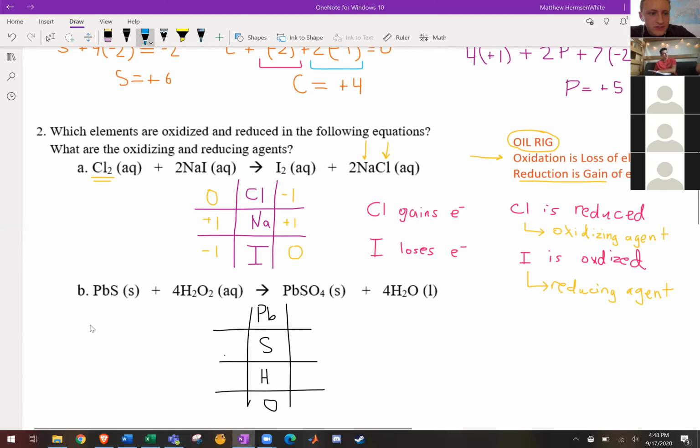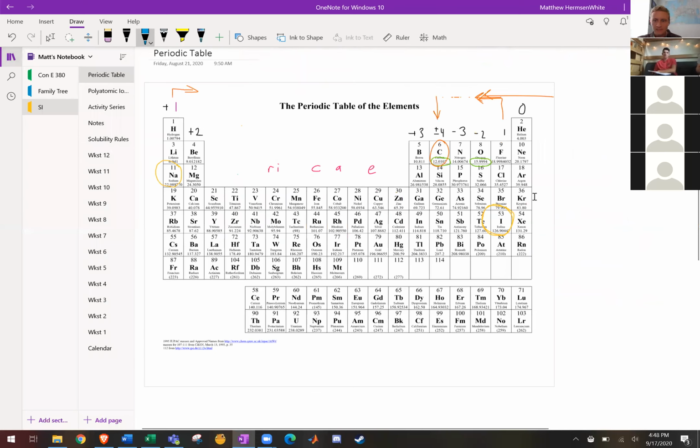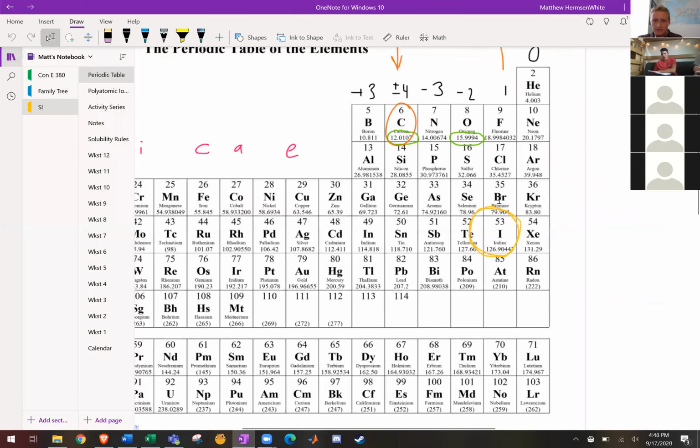Okay, let's try to do part B together. So first part, we have Pb and S. Now there's no rules for these. That means we have to look at the periodic table. So let's go over there quick. So where is Pb and where is S?